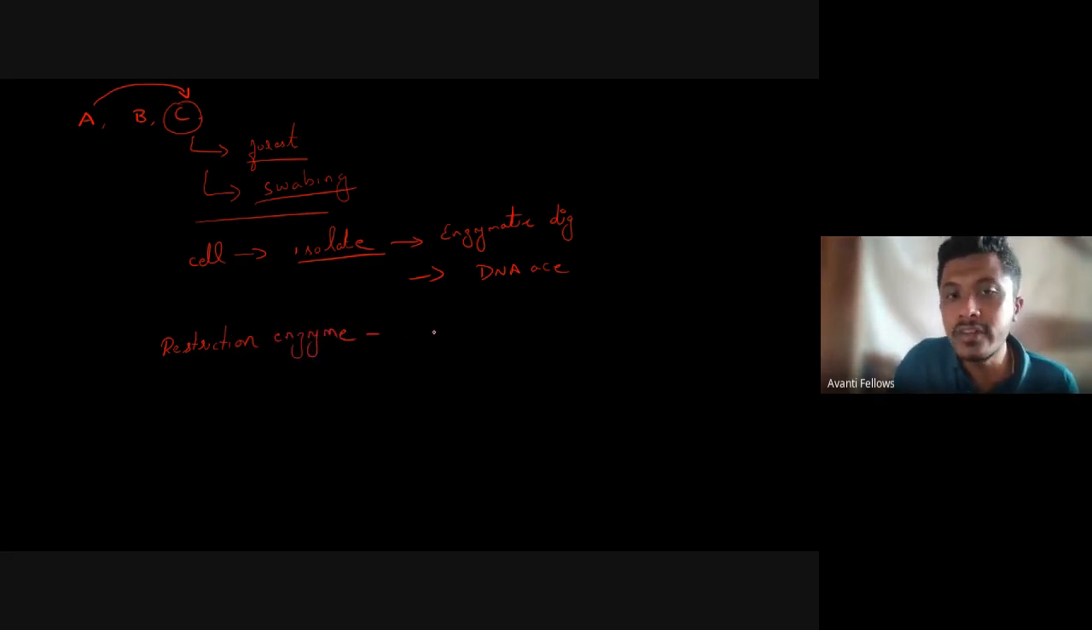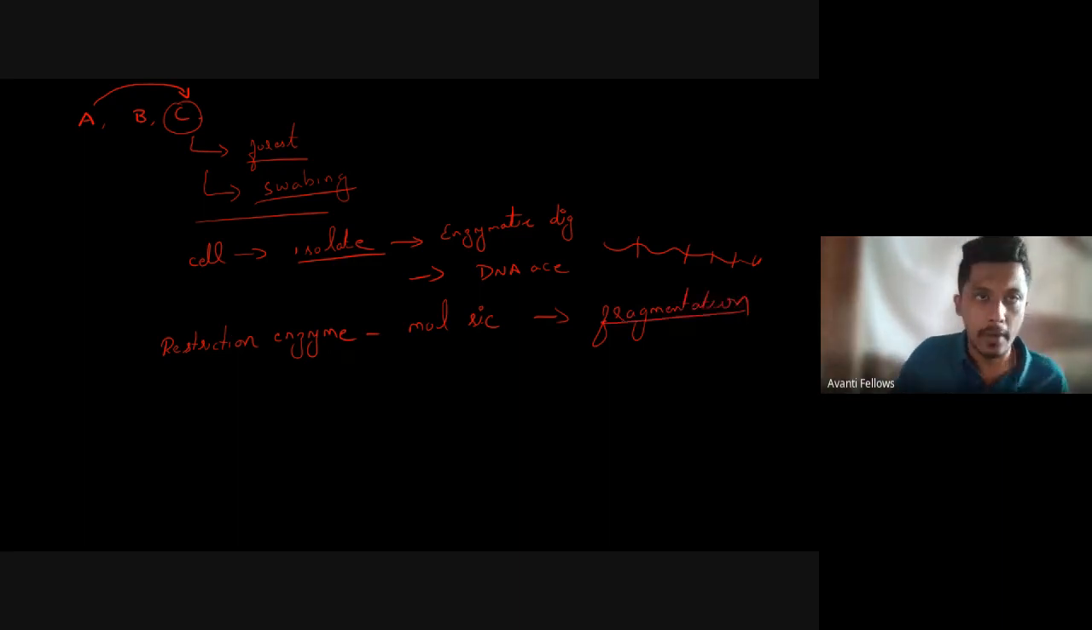So, using the restriction enzyme or molecular scissors, the long DNA that we have is cut into small fragments. This is also called fragmentation. Now we have the fragments of DNA.